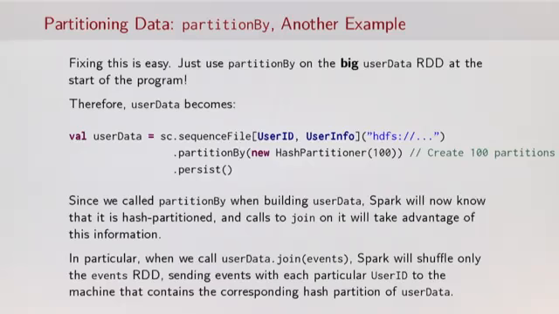So now when we do user data join events like we saw in the original program, Spark only has to shuffle the event RDD, sending events with specific user IDs to the machine that contains the corresponding hash partition of user data. So the bottom line is that the tiny pair RDD, the event one, the small one, should now be the one that's shuffled and not the big RDD full of user data.